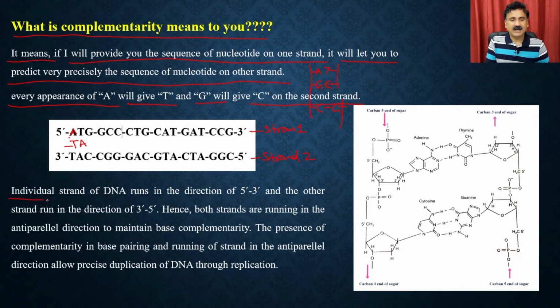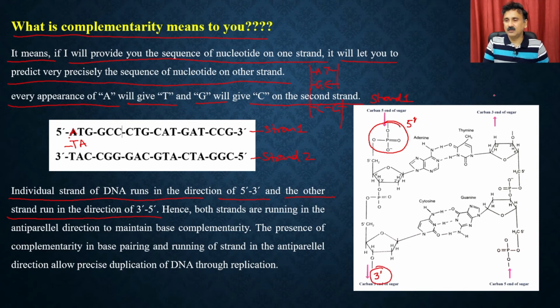The individual strands of the DNA run in the direction of 5' to 3', and the other strand runs in the direction of 3' to 5', which means if this is strand 1, it is going to start with the 5' phosphate group, and then the first base is going to use its 3' hydroxyl group to make bonds with the subsequent bases, and that's how the last nucleotide ends up at the 3' hydroxyl group, right?